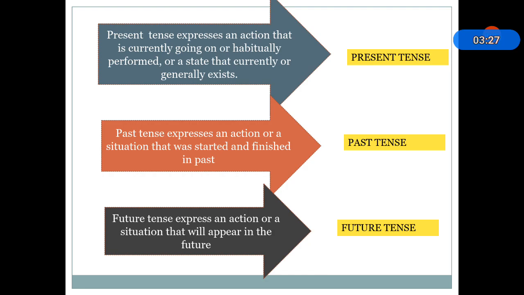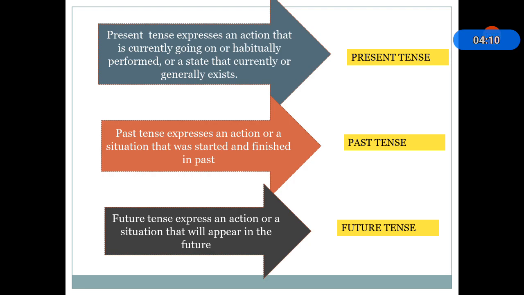Now let's look at the past tense. What is a past tense? Past tense expresses an action or a situation that was started and finished or completed in the past. For example, Hari ate a mango. So, Hari had already eaten the mango in the past. So, it is a past tense. Ate is what? Ate is the second form of verb.